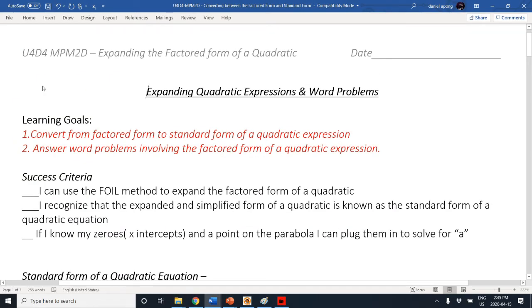Expanding quadratic expressions and word problems. Our learning goals for today are to convert from factored form to standard form of a quadratic expression and answer word problems involving the factored form of a quadratic expression. Please ensure you have the lesson printout so you can follow along with this video.